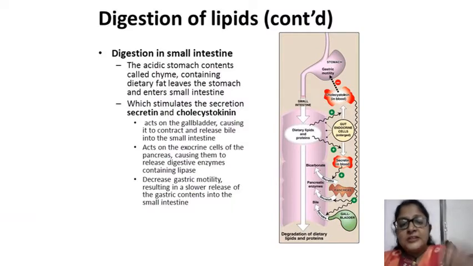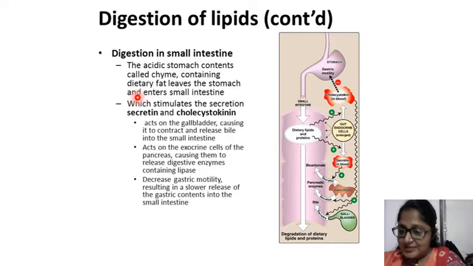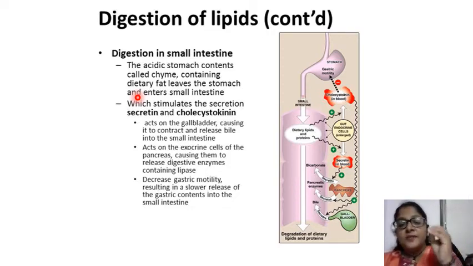So in the small intestine over here, what happens? See, the acidic stomach content, which has chyme, which we have discussed in the previous digestions, leaves the stomach with the content of the dietary fat and enters into the small intestine. As soon as the fat containing chyme enters the small intestine, there is a secretion of the secretin and cholecystokinin, or the CCK.